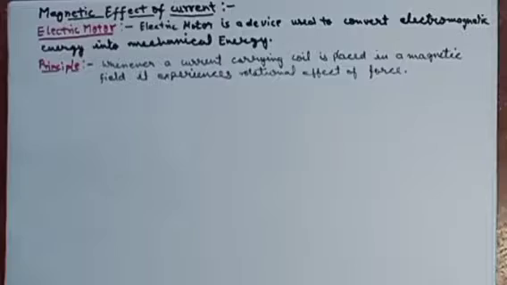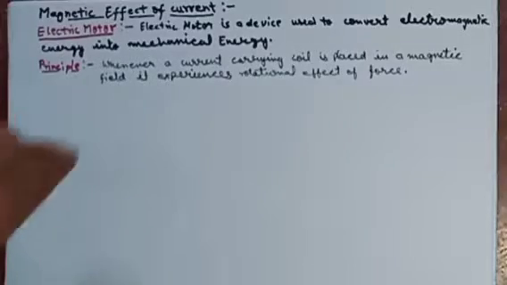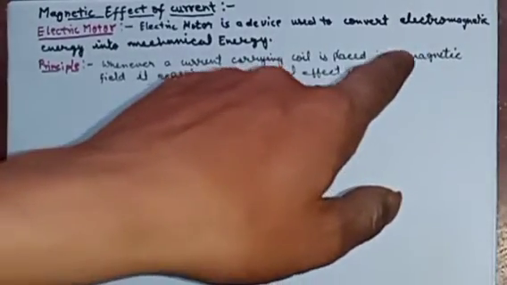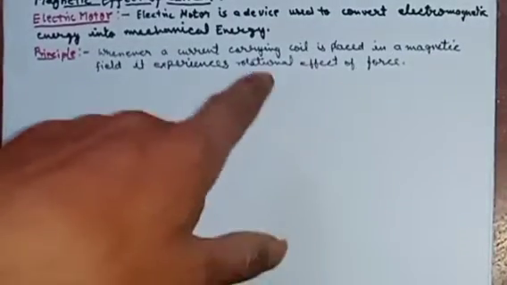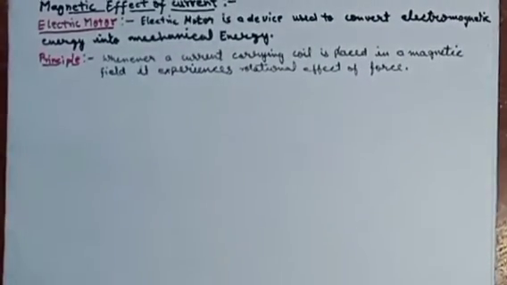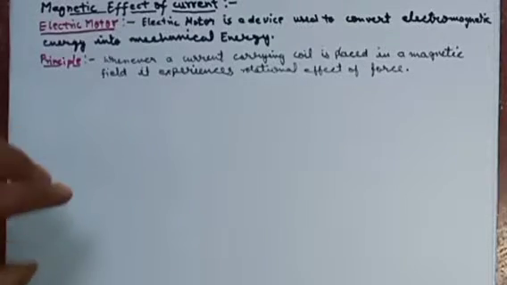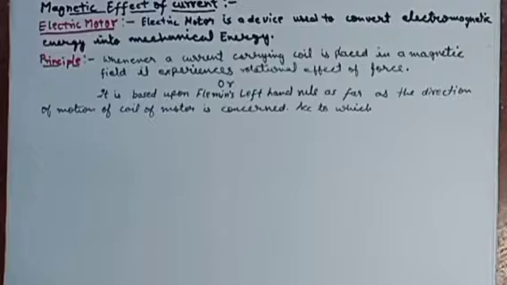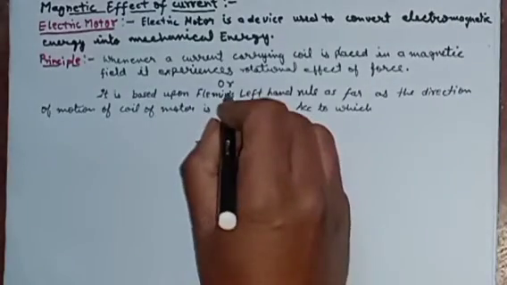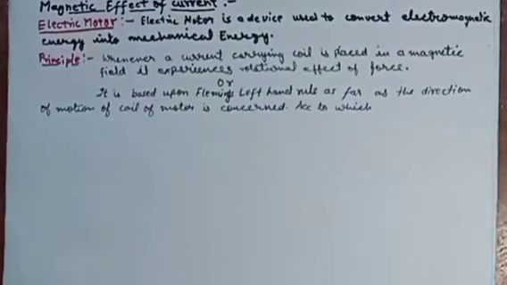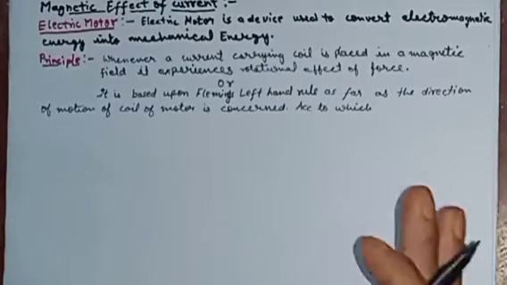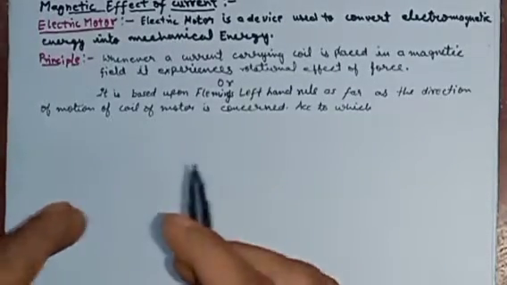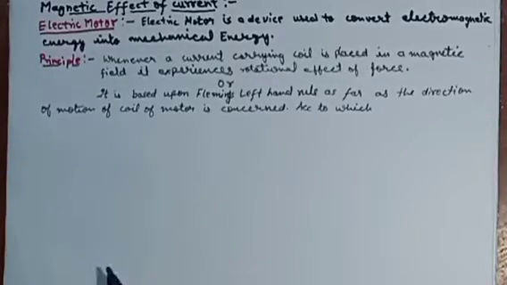But most of the time in class 10th, this is not written as the principle of electric motor. Rather, we write Fleming's left hand rule as the principle of electric motor. So it is based upon Fleming's left hand rule as far as the direction of motion of the coil of the motor is concerned. So according to Fleming's left hand rule, let's see this clip.